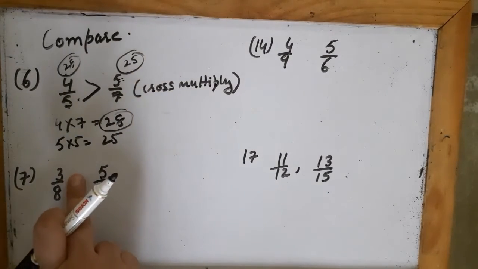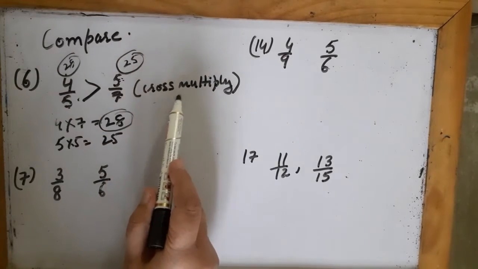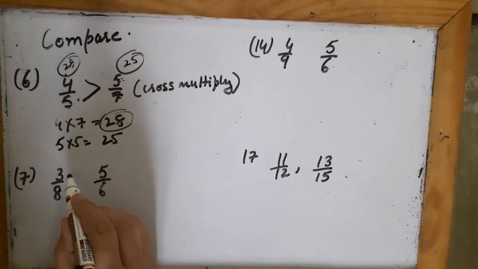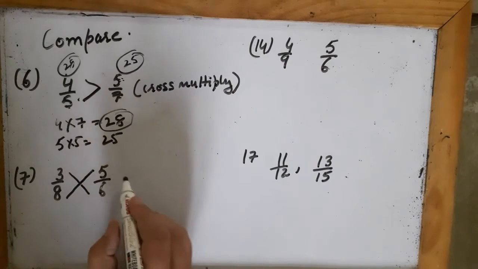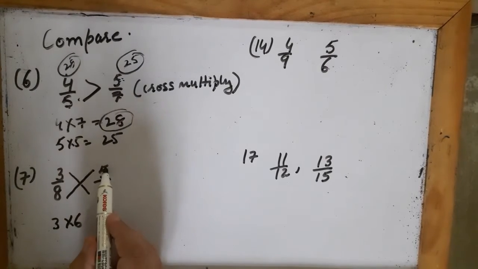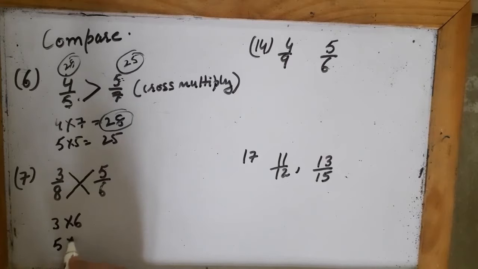Now let me do one more example using this method of cross multiplication. I have to compare these two fractions, so I will cross multiply: this 3 I'll multiply with 6, and this 5 I will multiply with 8.